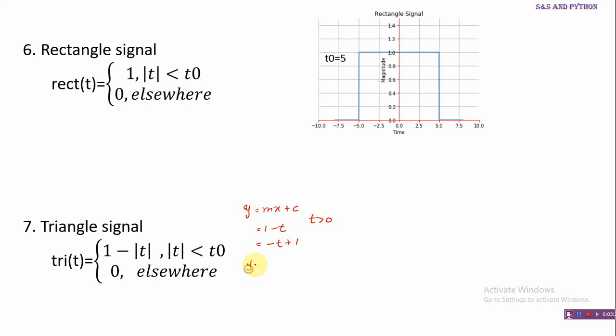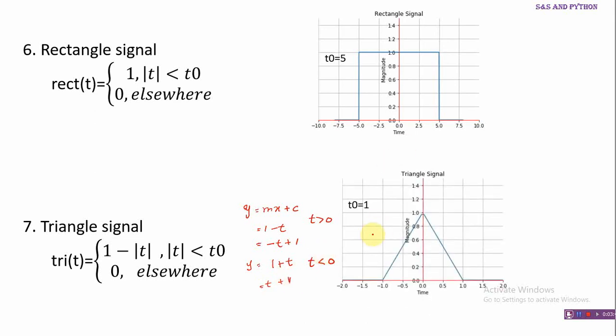For t less than 0, this becomes equal to 1 minus of minus t, that is plus t, for t less than 0. So this I can write as t plus 1, which is a straight line having slope equal to 1 and intercept at 1. So the graph looks like this. So if I take t naught is equal to 1, from minus 1 to plus 1, the signal exists from minus t naught to plus t naught. Here t naught is 1, so it exists from minus 1 to plus 1.